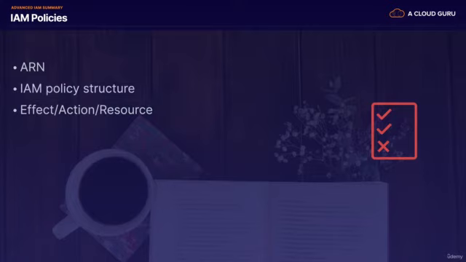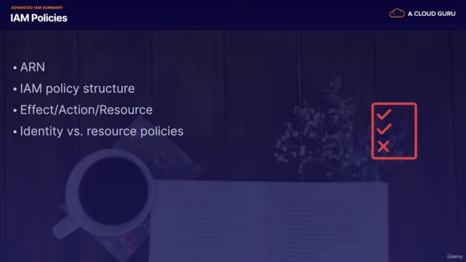So remember, the effect is something like allow or deny. The action is an API call. So for example, GetObject on S3 or CreateTable on DynamoDB. And the resource is the entity inside AWS that the policy is effective for. So an S3 bucket or a DynamoDB table and so on.